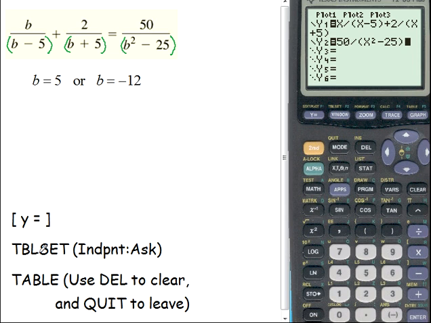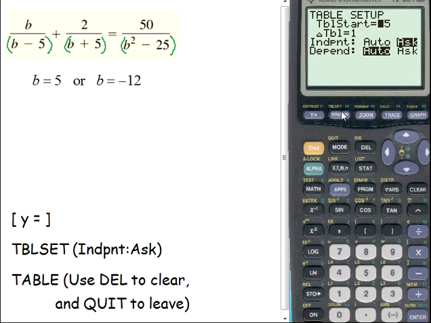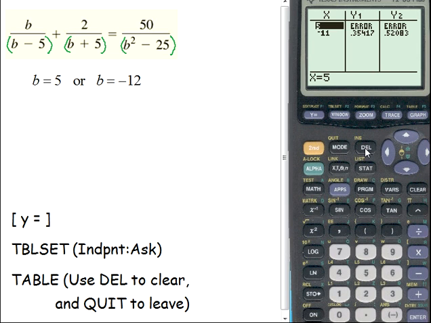All right, then we go to table set and make sure that independent is set to ask. And if you've recently used your calculator for checking, that is probably where it is already. If it's not there, again, use your arrow to go down to ask and hit enter, and the ask will be highlighted. And then go to table, which is above graph, and you can hit delete to clear anything that's in there. And the first thing we're going to do is put the number 5 in. Okay? And that's your first answer that you got.